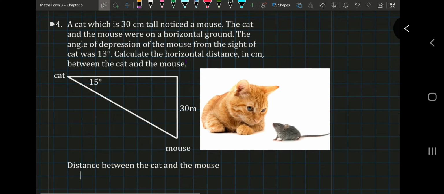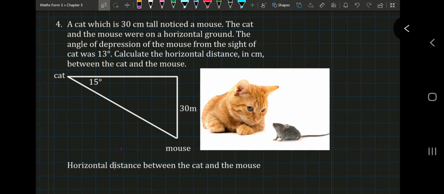Horizontal distance, that means this one, not going here. We are going to find the horizontal distance here. We are not going to find the hypotenuse. We are going to find the other side. So the opposite side is 30. The adjacent side is what we need to find out.